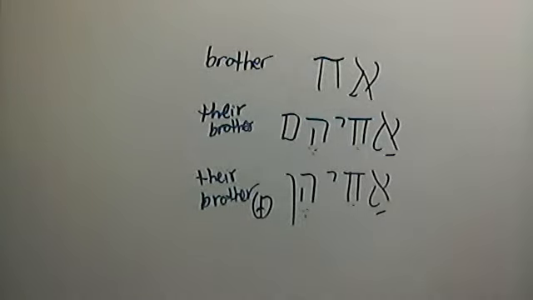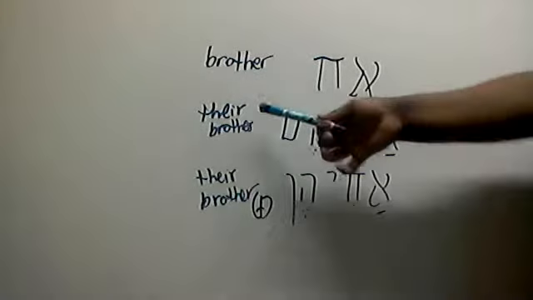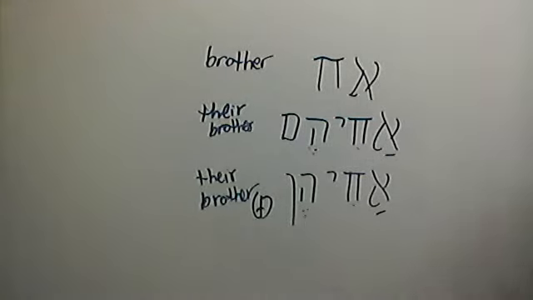Akiw, his brother. Akiha, her brother. Achinu, our brother. Akikem, your brother when speaking to more than one male. Akiken, your brother when speaking to more than one female. And here we see Akihem, their brother when speaking to more than one male. And Akihen, their brother when speaking about the brother of more than one female.